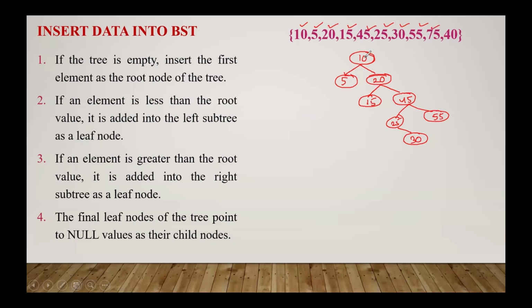Then 75. Greater than 10, greater than 20, greater than 45, greater than 55. So it will be added as the right child of 55. Then 40. 40 is greater than 10, greater than 20, but less than 45. So it will come to this side, 25. It is greater than 25, so it will come to 30. Then again it is 40. So now here what happened? It becomes the 40. So one by one we insert the data.